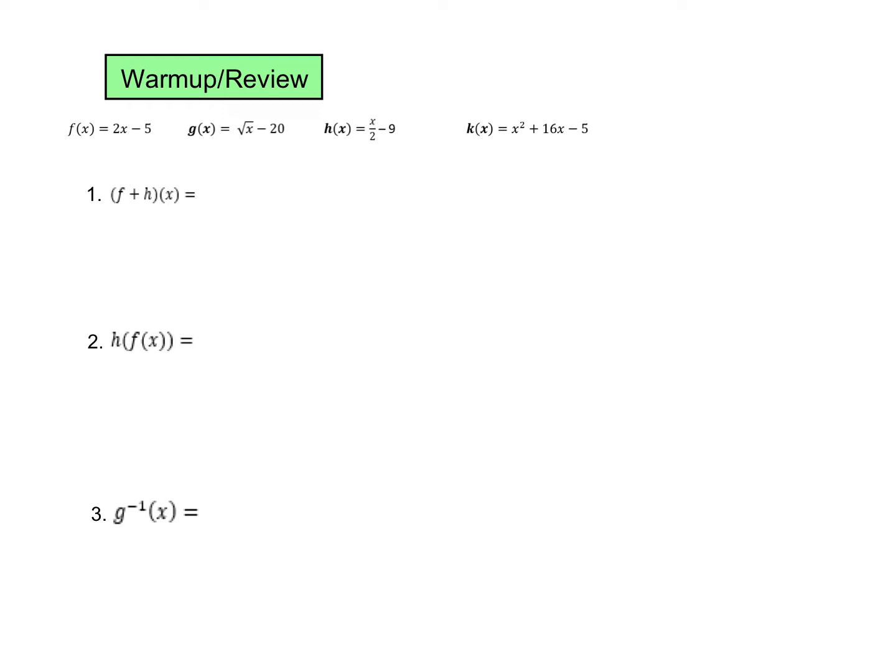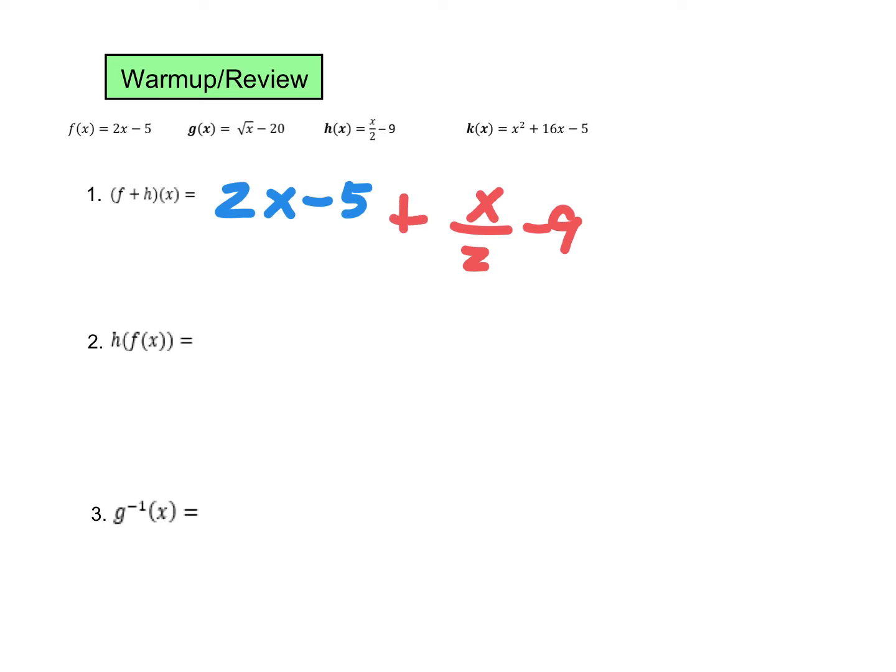Okay, before I have you compare with the kid next to you, let's just make sure you started right. You started with 2x minus 5. That's the f function. And then we're adding the h function. I'm going to do it a different color to make it clearer. H function is x over 2 minus 9. We are adding them.